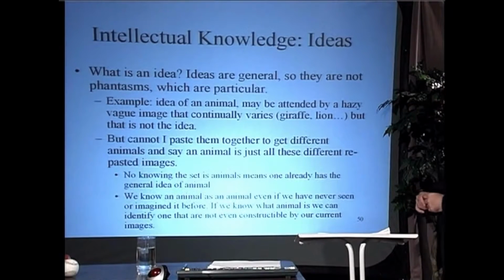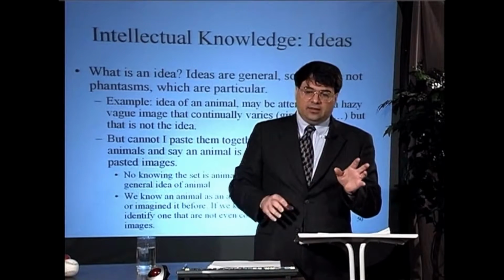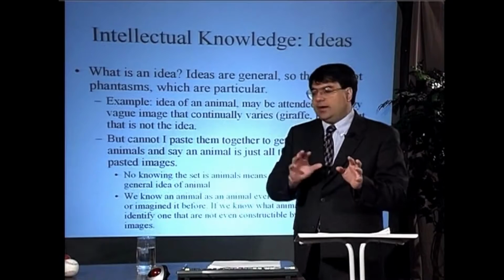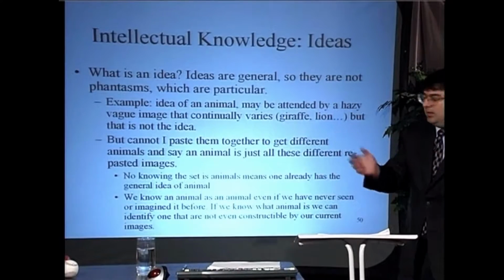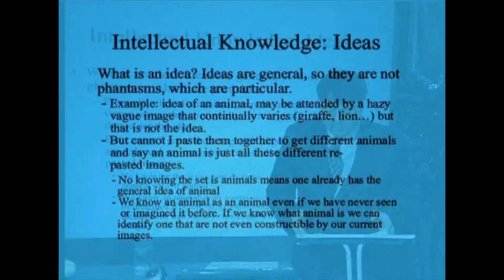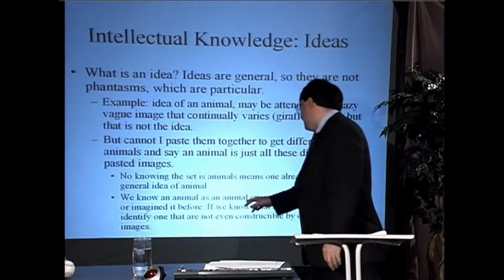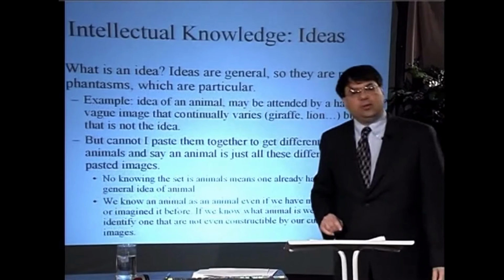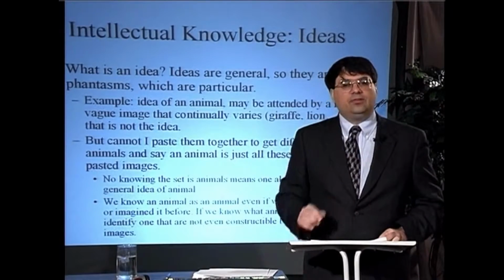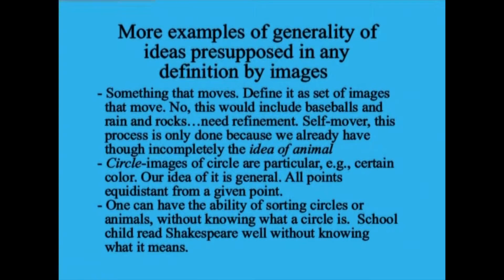Knowing a set of animals, if one tries to say, okay, it's this set of images, then you say, okay, well, that doesn't include this, and you add another animal. Okay, well, is this the set? No, this isn't the set. I have to add this. And how are you doing this? How are you adding these things? Because you have the idea of an animal, the general idea of an animal. You know what an animal is, and you can piece together this set. In fact, we know an animal as an animal even if we've never seen or imagined that particular animal. Even an animal that you couldn't piece together by the images in your mind, when you saw it, you'd say that's an animal.